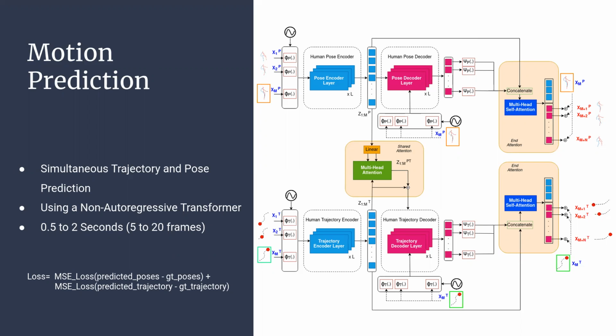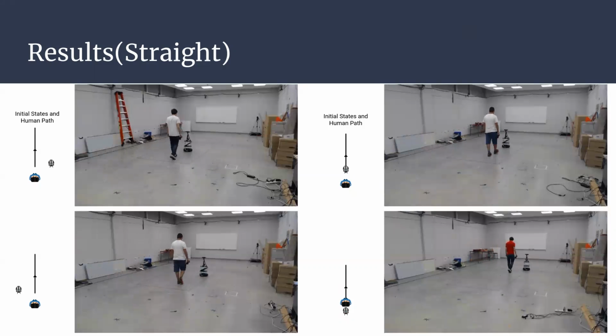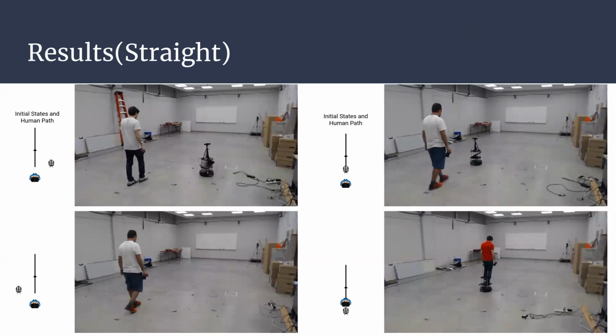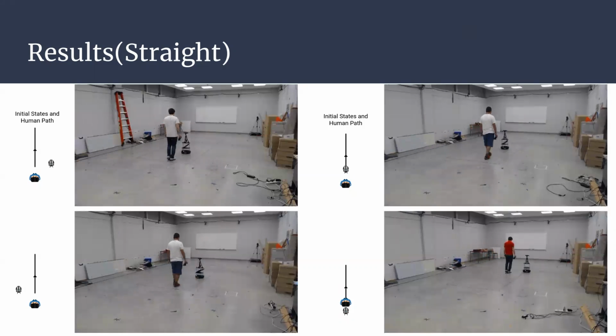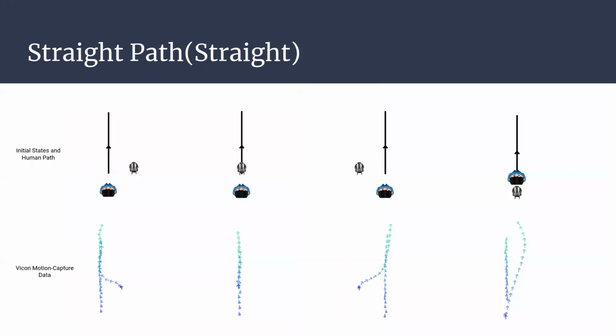Based on our baselines, we define the tests as a straight path, S-shaped curve, and U-shaped curve. Here you can see the robot's movement based on the human's motion for a straight path for different initial conditions. Here you can see the Vicon motion capture results for the human and robot paths.